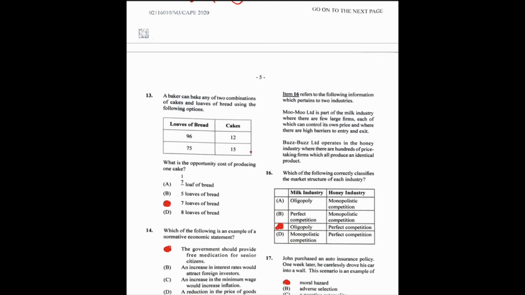13. A baker can bake any of 2 combinations of cakes and loaves of bread using the following options. What is the opportunity cost of producing 1 cake? So remember how we went about this? We went about it by saying that in order to produce 3 more cakes, the baker actually has to give up 21 loaves of bread. So seeing that it takes 21 loaves of bread to get 3 cakes, we can essentially use arithmetic to find out how many loaves of bread need to be given up to just get 1 more cake. And then we just do the inverse proportion right here. If 3x is equal to 21, x is equal to 7. So the answer will be C, 7.